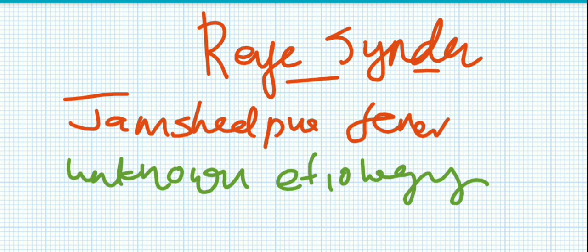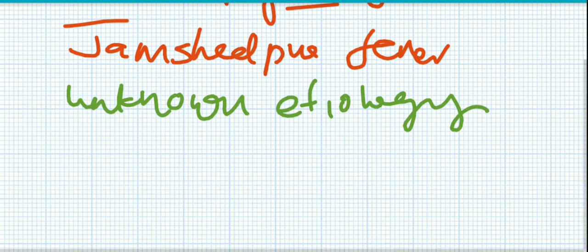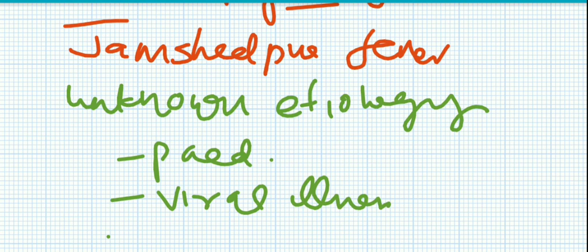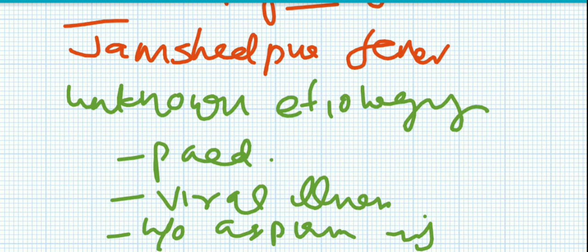Now, this mostly affects the pediatric age group. So in questions you usually get a child presented, so pediatric patients, and they will have a viral illness or there will be a history of aspirin ingestion. So what are the clinical features that you can get here?